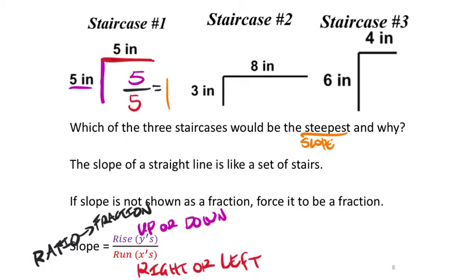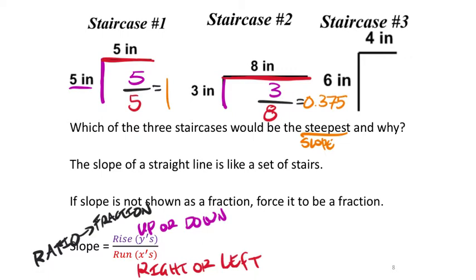On the next one, I'm going to set up a fraction again. My rise here is 3, so that's my numerator. And then my run here is 8. So that's left and right. There's 8. That's my denominator. If I were to put this into the calculator, 3 divided by 8, we get 0.375. Okay, which is less. It's actually much less than 1. So this one right here is less steep than staircase 1.